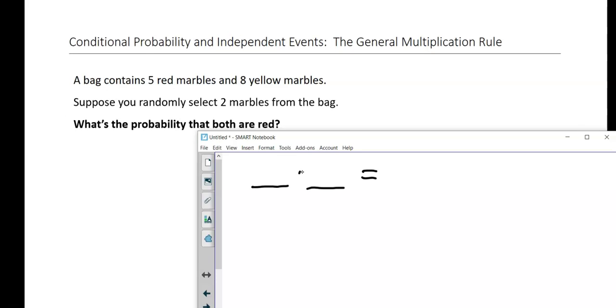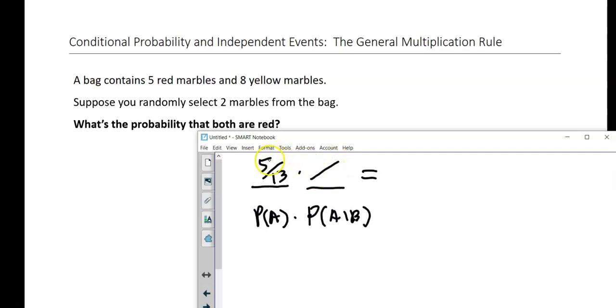The probability the first one is red would be a fraction, 5 red divided by 13 total. That's the probability of A in the formula. The second one is the probability of B given that A has happened. In other words, what's the probability of red given that a red has already been picked. So 5 out of 13, we pick one red marble. There's no replacement. The bag has one less marble than it used to have in there.